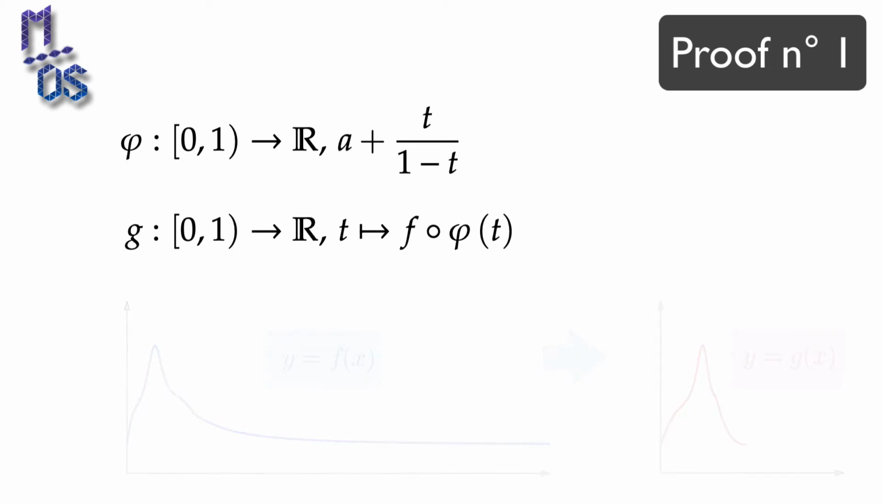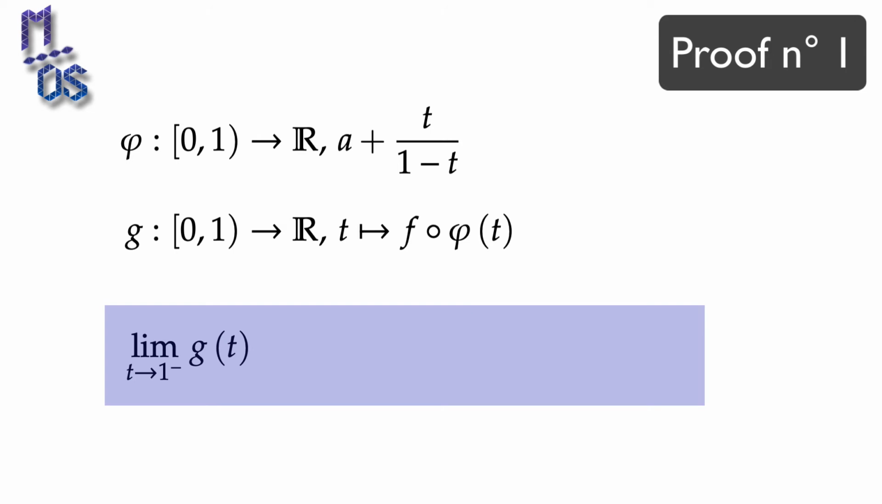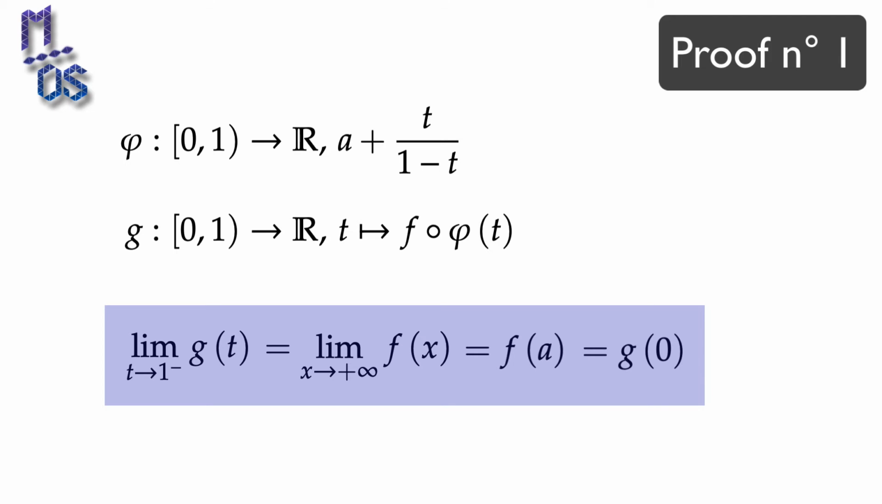We notice that the limit as t approaches one from the left of g of t is equal to the limit as x goes to infinity of f of x, which is f of a, and this is equal to g of 0. And this enables us to consider the continuous extension of g, denoted by uppercase G, which is defined by this formula.